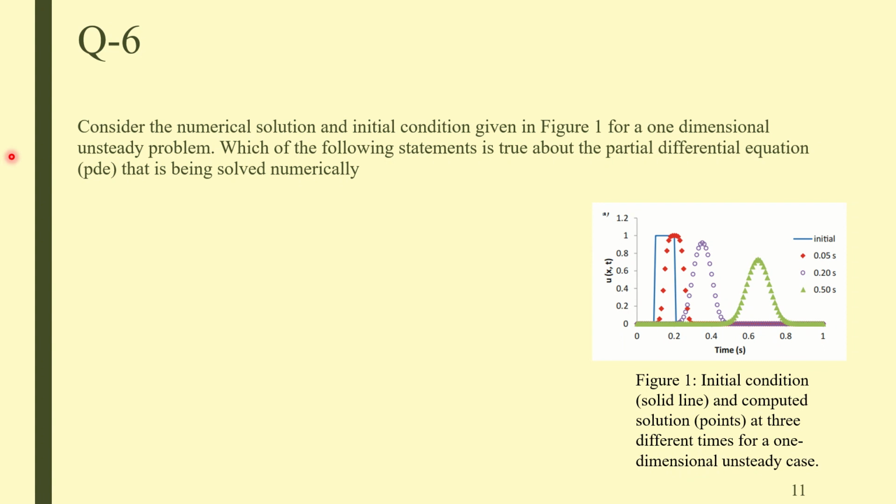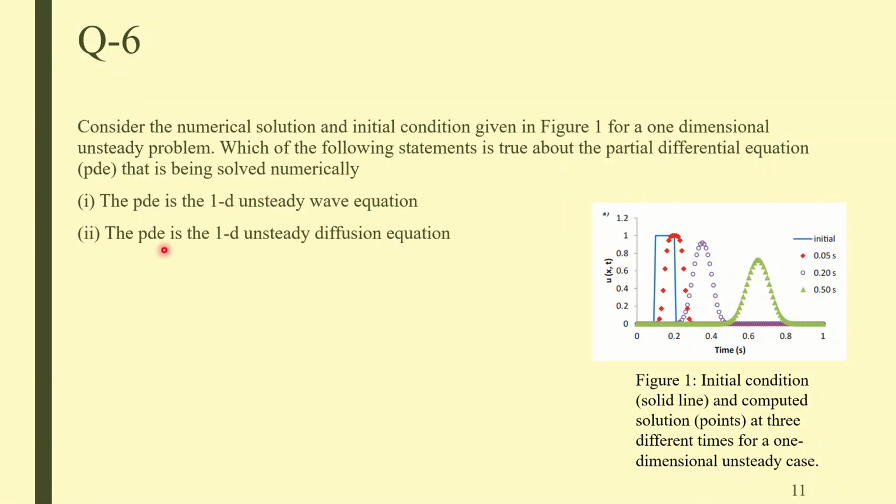For a one-dimensional unsteady problem, which of the following statements is true about the partial differential equation that is being solved numerically? There are some statements we need to identify as true or not. We'll just read the statements. Statement 1: the PDE is the 1D unsteady wave equation. Statement 2: the PDE is the 1D unsteady diffusion equation. And the third statement: the PDE is the unsteady convection diffusion equation.